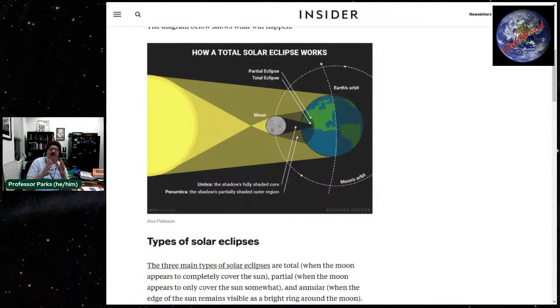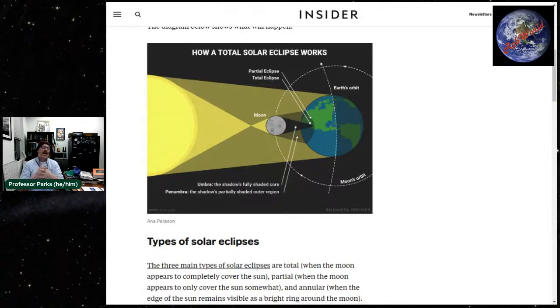The key difference is that if a lunar eclipse occurs, wherever you are on the planet, if the moon is in the sky for you at that time, you can see it. So a lunar eclipse can be viewed by a whole lot of people simultaneously. A solar eclipse, not so much. A total solar eclipse, I should say, is not viewable by a huge amount of people, which makes it a little bit more special.